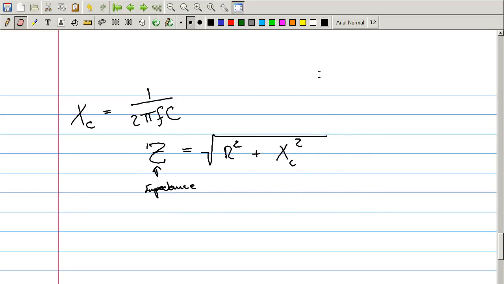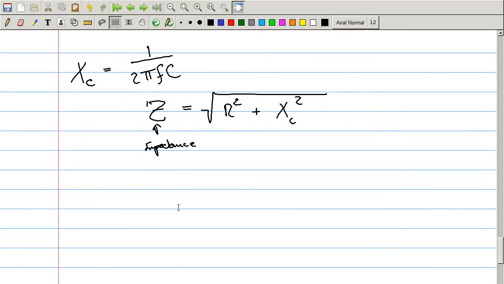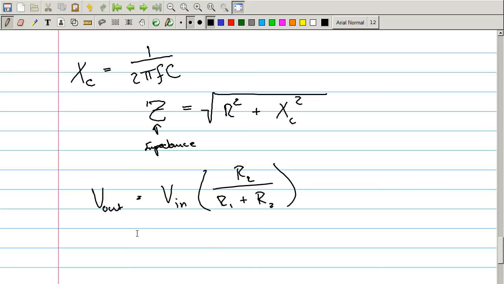Okay, so now with this math, we can say, oh, where's my pen? There it is. V out equals V in times R2 over R1 plus R2. We can substitute this: V in equals X sub C over the square root of R squared plus X sub C squared. That's the mathy bit. Now, that should be times. There we go.